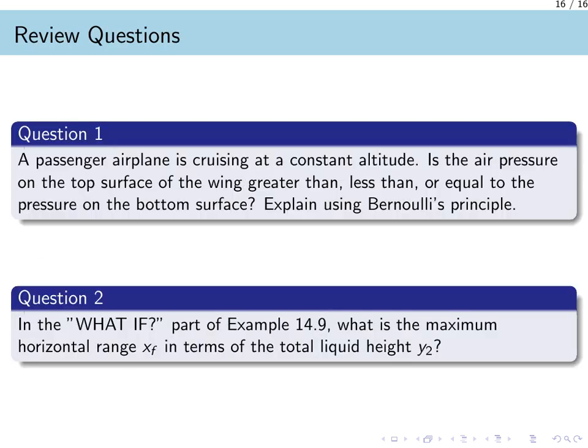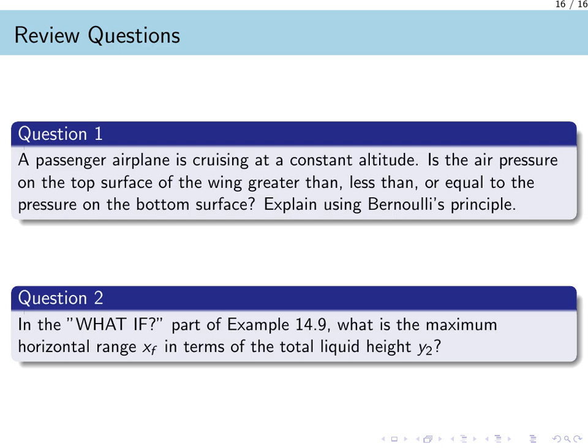To wrap up, let us consider 2 review questions that apply the concepts we have just discussed. The first question asks about the air pressure on the top and bottom surfaces of an airplane wing. To generate lift, the wing is shaped so that air travels faster over its curved top surface than its flatter bottom surface. Using Bernoulli's principle, consider what this speed difference implies about the air pressure above and below the wing, and how that creates an upward force.